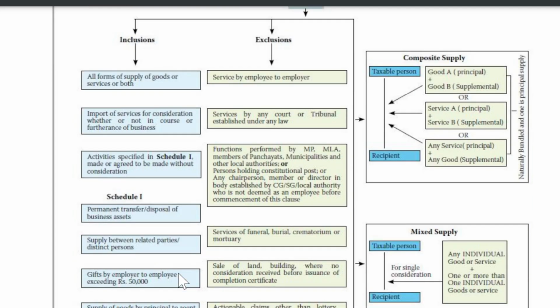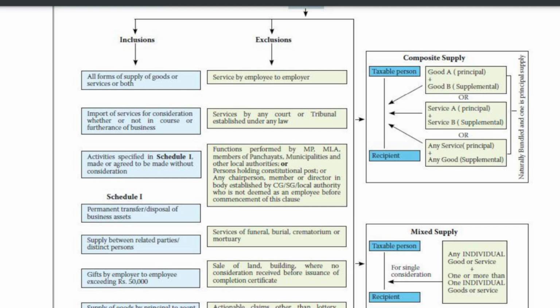Then let us understand the services of funeral, burial, and other related services. GST is not applicable. Sale of land or building, where no consideration is received before the issuance of the completion certificate. Actionable claims other than lottery, betting, or gambling. Transactions undertaken by the central government, state government, or local authority in which they are engaged as public authorities.